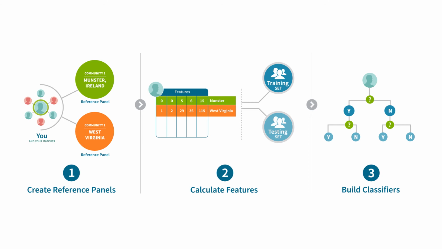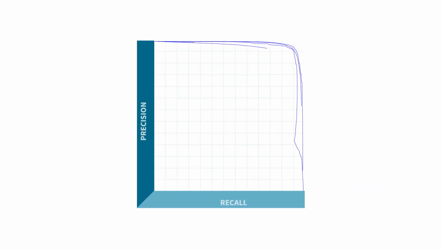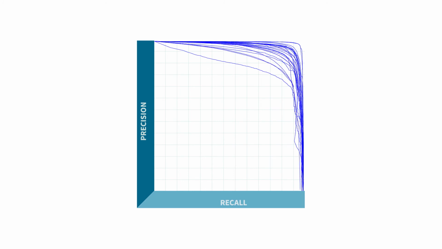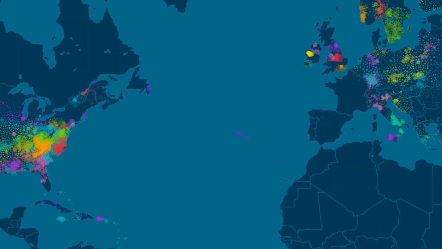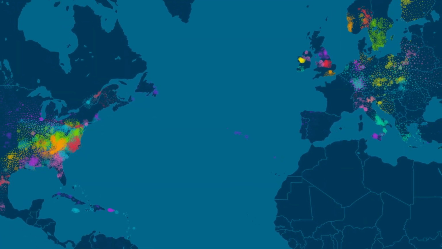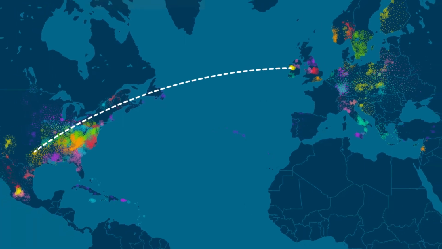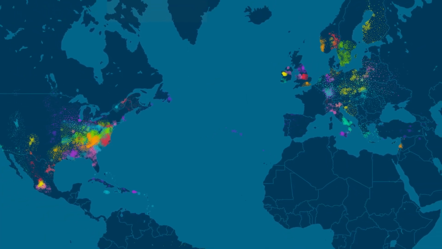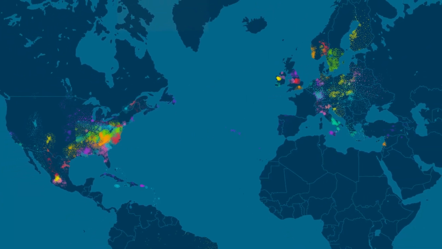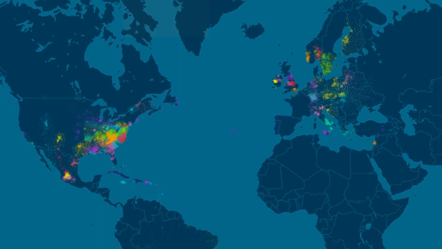How do we know how well our model assigns an individual to genetic communities? We measure precision and recall on a held-out dataset not used for training. Using this approach allows us to hold high standards for precision while maintaining high recall. By combining genetics with modern machine learning, we connect individuals to the regions of the world that their ancestors called home, and to the histories that brought them to where they live today.